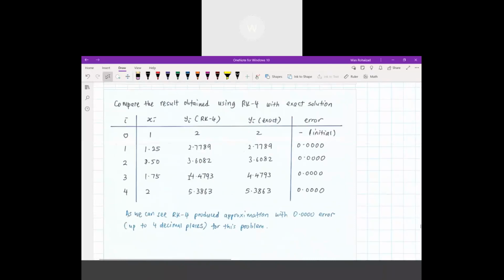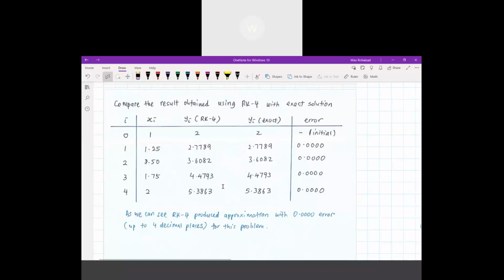As usual we compare the result with the exact solution, and we found that RK4 up to 4 decimal places gives 0.0000 error. So up to 4 decimal places, we can say that there is no error. Okay, for up to 4 decimal places, in this problem, RK4 is not giving any error.